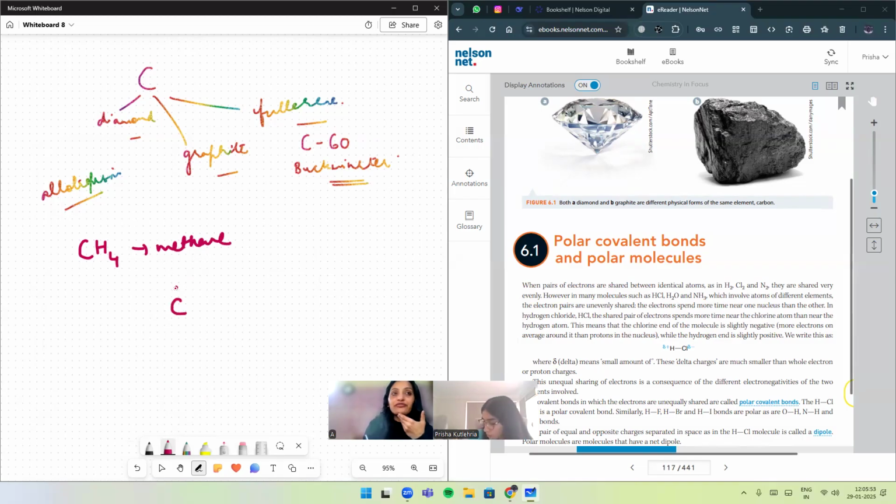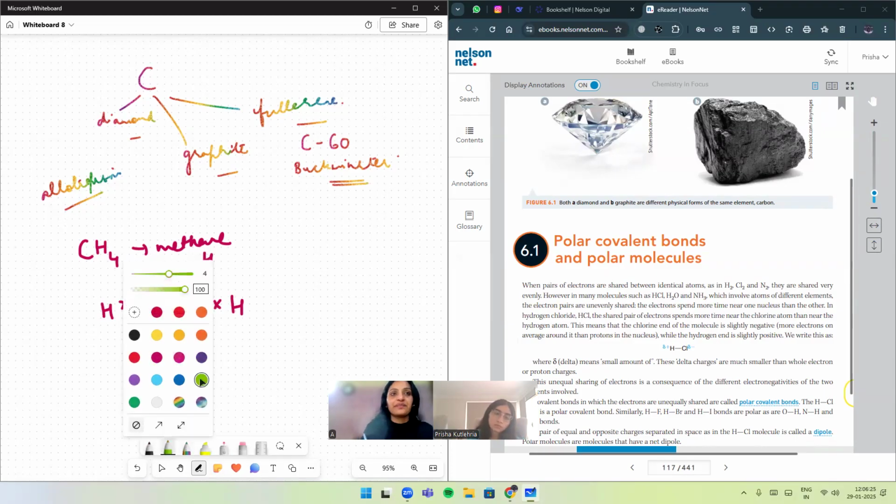Now what happens? Carbon has four valence electrons in its valence shell, whereas hydrogen has only one electron in its valence shell. So this hydrogen needs one more electron to complete its duplet, right? According to the duplet rule, hydrogen and helium complete their valence shell with only two electrons, and the rest of the elements go with the octet rule. According to that, the valence shell should have 8 electrons.